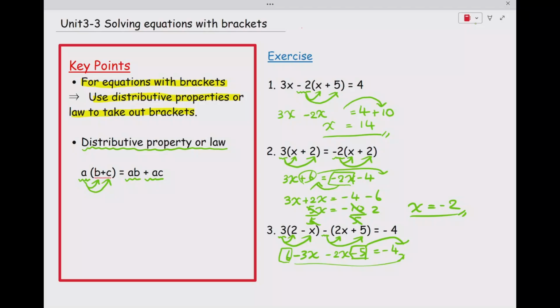So the original equation becomes minus 3x minus 2x equals minus 4 minus 6 plus 5. If we compute both sides, respectively, we get minus 5x equals minus 5. And dividing both sides by minus 5, the answer would be x equals 1.